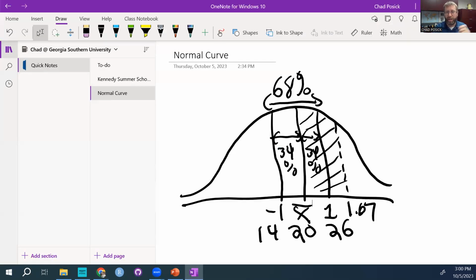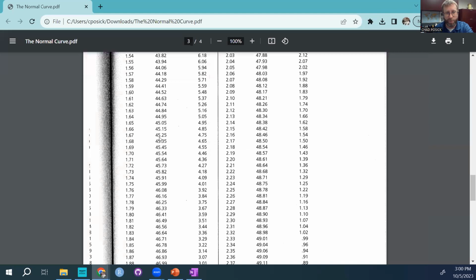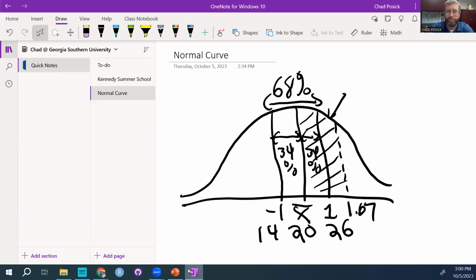So if we go here, that shaded part here is this score here, 45.25. That's the percentage of cases. 45.25% of people fall within the mean and a score of 30. That shaded area right there.